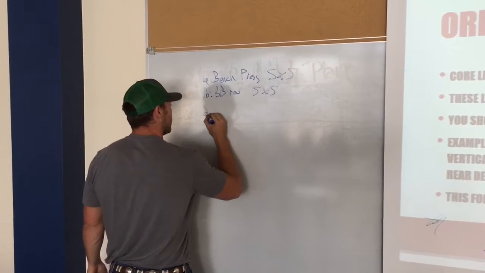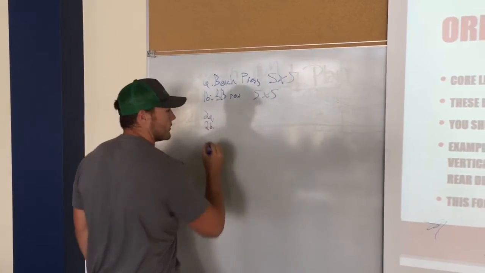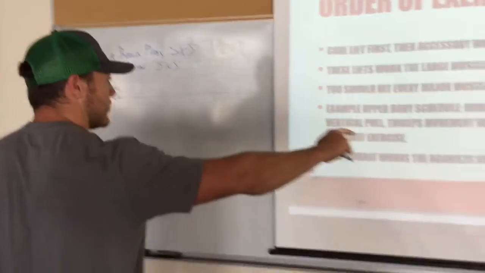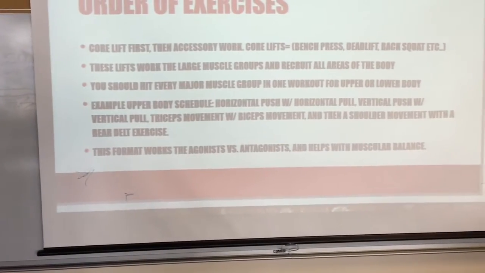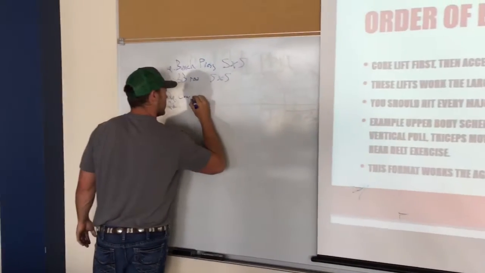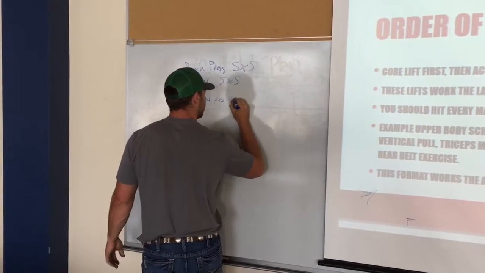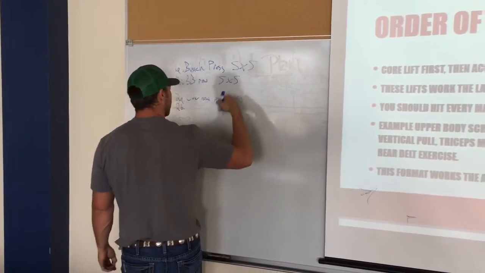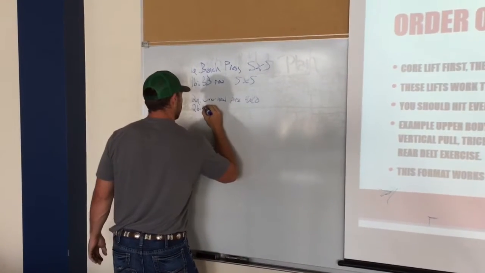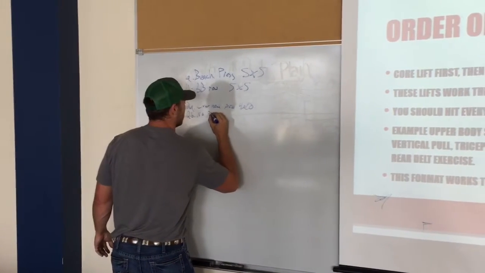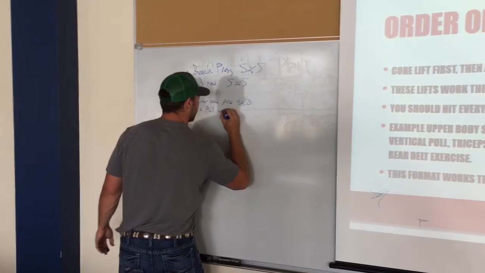Next, this is where, let's see, what do we got? Vertical push, vertical pull. So we can go overhead press, 4 sets of 10. We're cutting reps, lightening the weight, and then we can do just neutral grip pull-ups. There's your vertical pull.